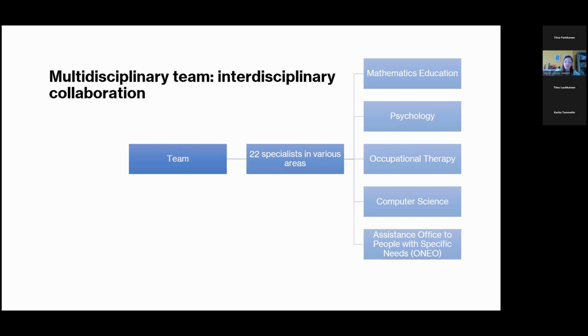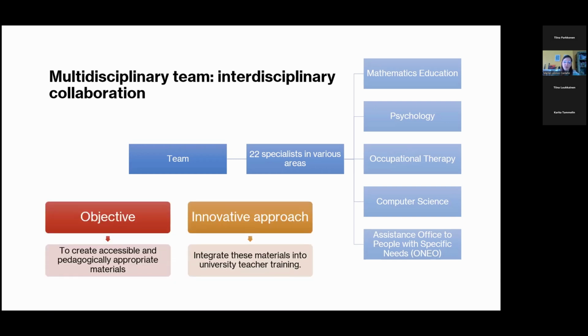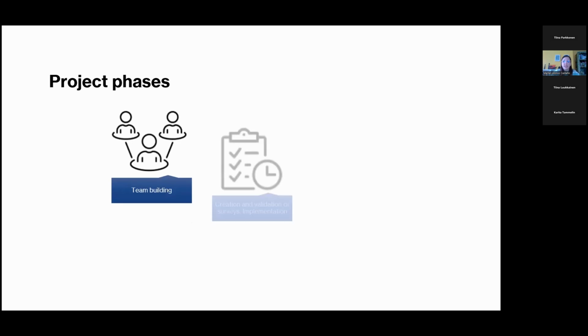So through this collaboration, we aim to ensure that materials review and design are pedagogically appropriate, accessible to all students, and of course comply with relevant legal specifications. And in addition, we take an innovative approach by integrating these adapted materials into university classrooms, not only so that students learn how to use them, but also that those students with special education needs can benefit from them. Thus, the project is divided into several phases.